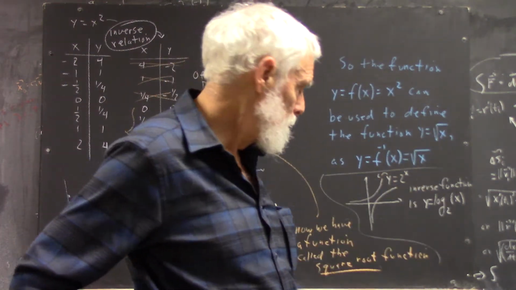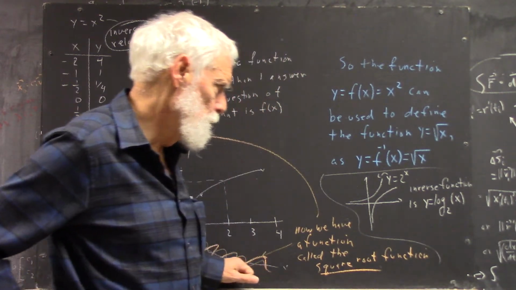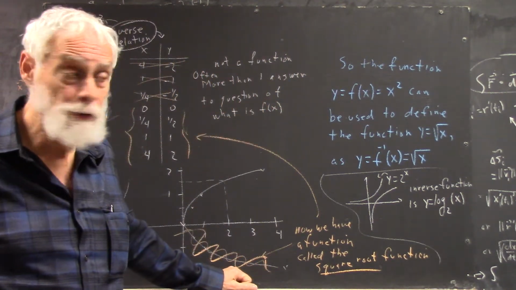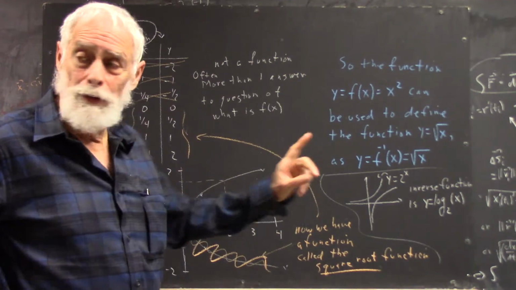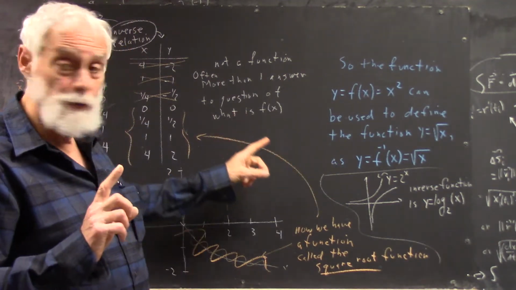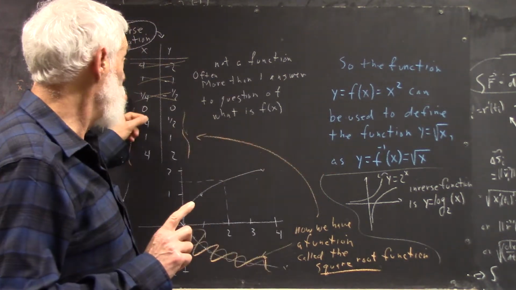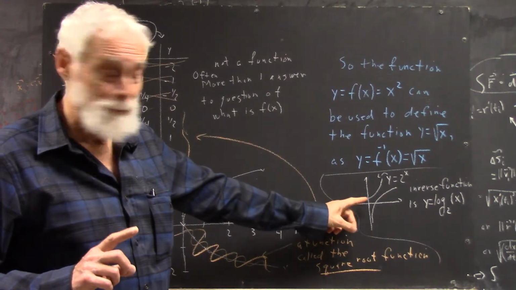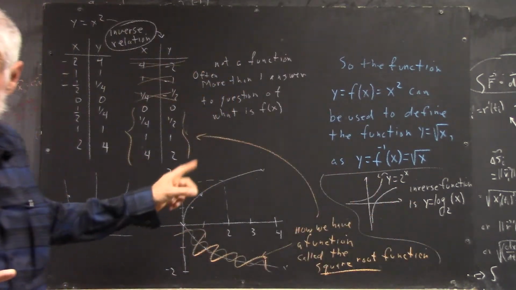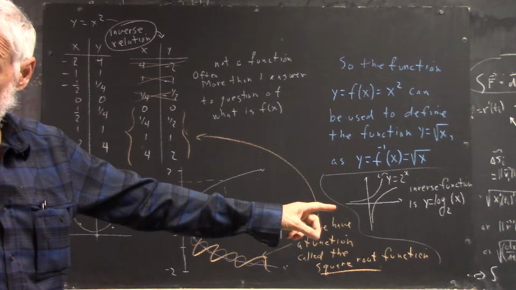Now we got to define e and stuff like that, so there's work to do before we get very deep into logs. But within the context of inverse functions, we see that there are 2 of our basic functions that we invert to give us 2 more basic functions, the square root function and the log base 2 function.